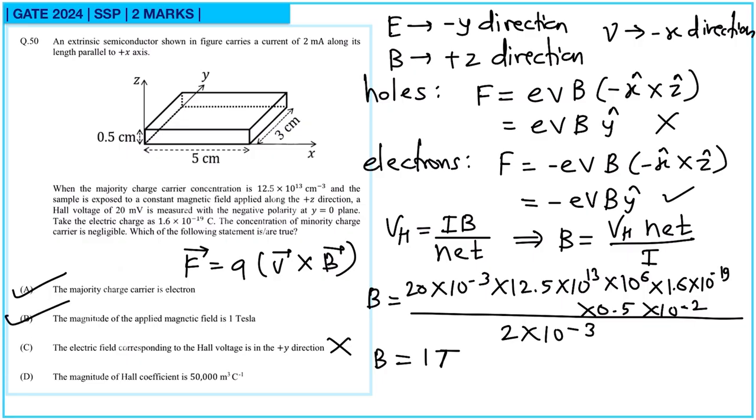So the magnitude of applied magnetic field is 1 Tesla. So option B is correct.